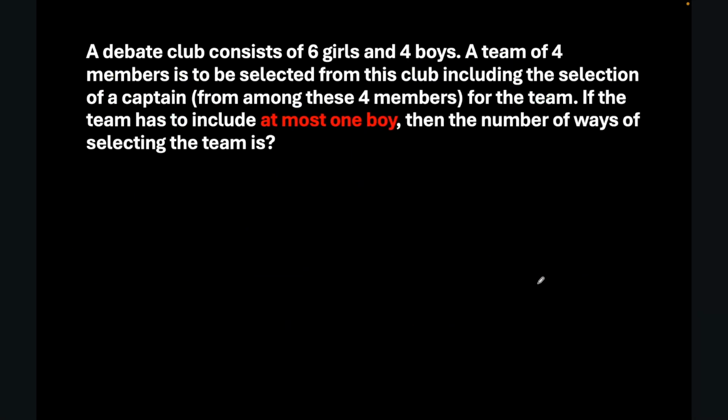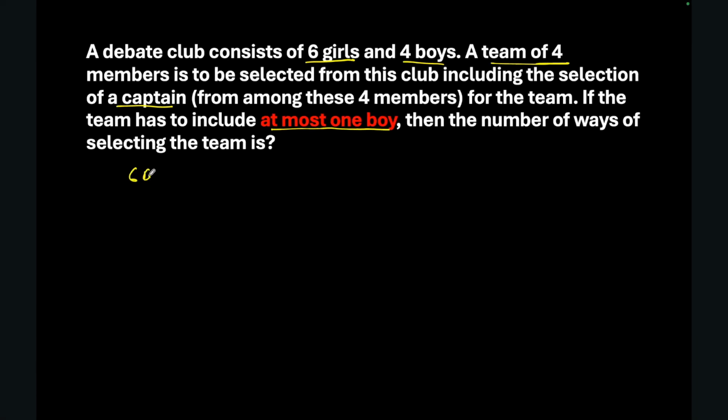Okay, let's go to the next one. Again, same team selection type question. Let's give it a try. In this question, we have a debate club consisting of 6 girls and 4 boys. A team of 4 is to be selected from this club, including the selection of a captain for the team. The team has to include at most 1 boy, and the number of ways of selecting the team is 1. Okay, very simple. We have 6 boys. Oh, sorry, I apologize, 6 girls. 6 boys was in the last question.